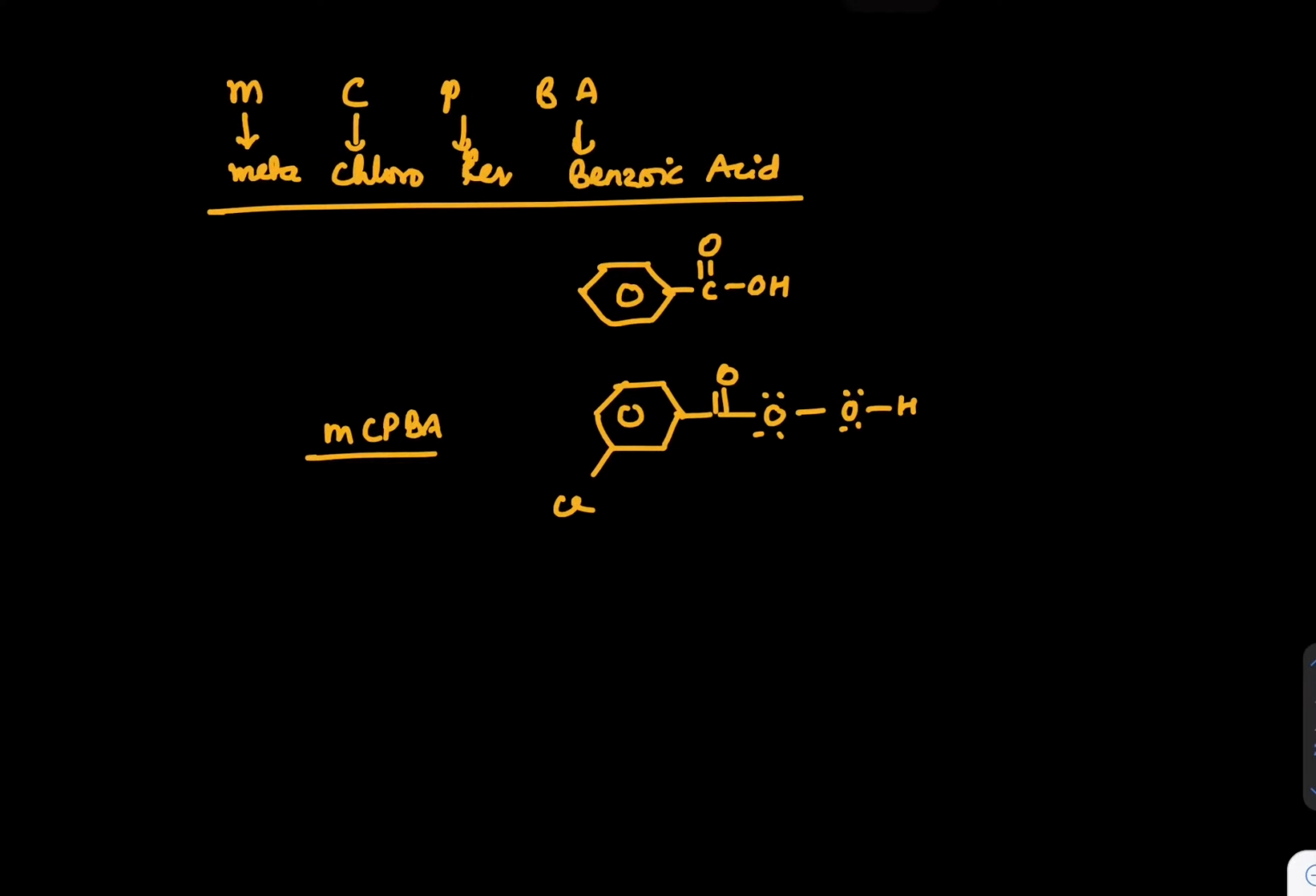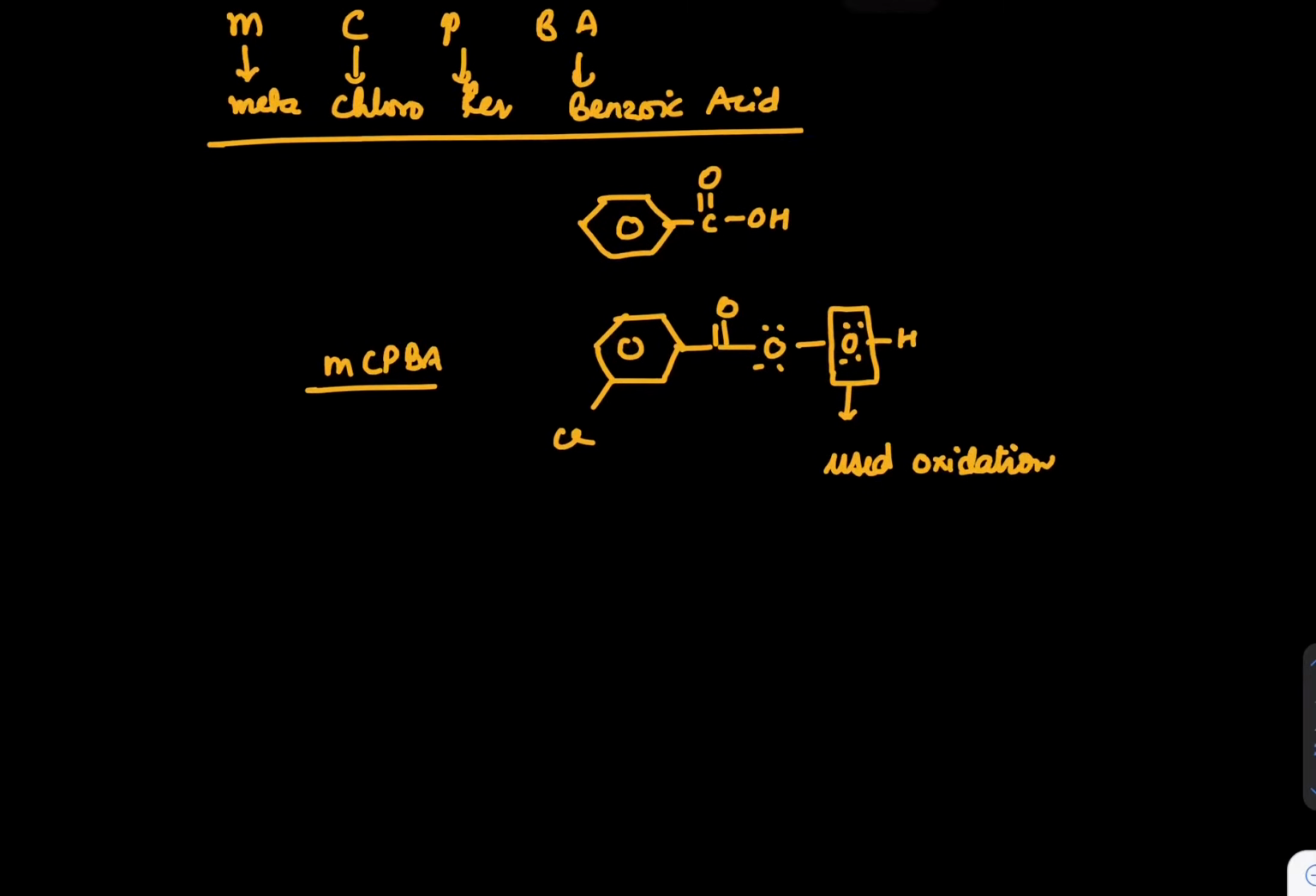So what are the important features of this special compound, meta-chloro-per-benzoic acid or mCPBA? It has an available oxygen which can be used for oxidation. So we can use this reagent for multiple oxidation purposes. We'll see one by one what the usages of this particular reagent are.